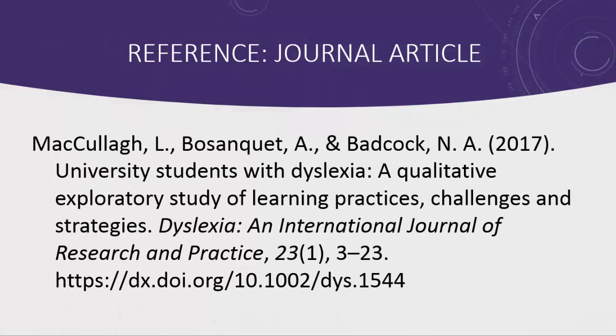To cite this article, give the first author's last name, in this case McCullough, a comma, a space, and the first author's first name initial, L period, a comma, a space, the second author's last name, a comma, a space, the second author's first name initial, A period, a comma, a space. And now we have the final name for the authors. This is the third name listed.